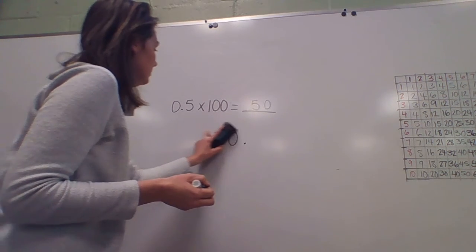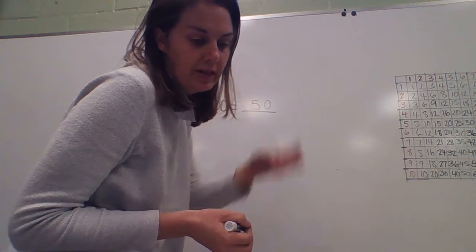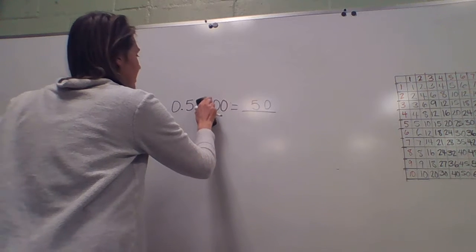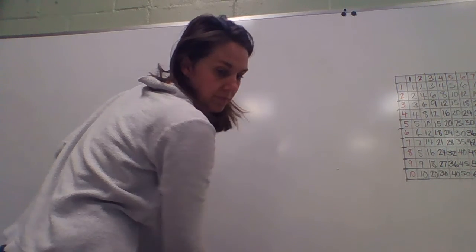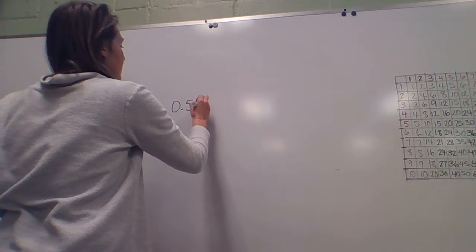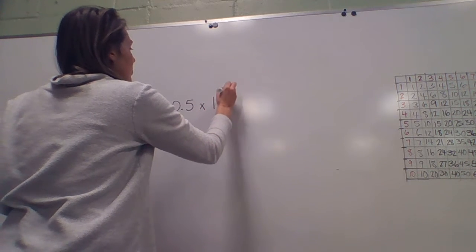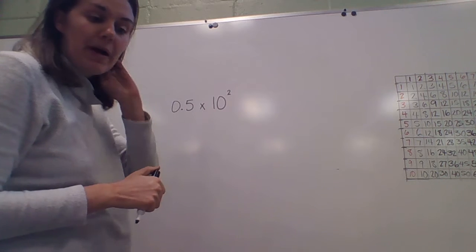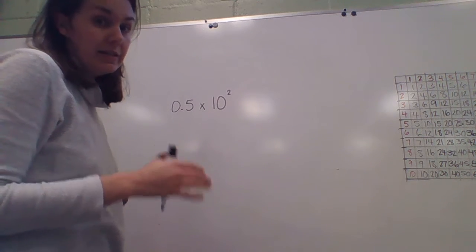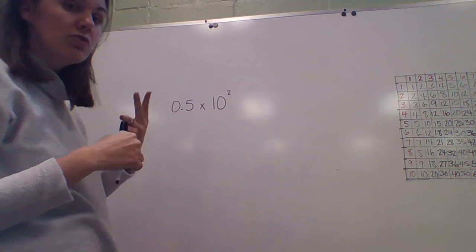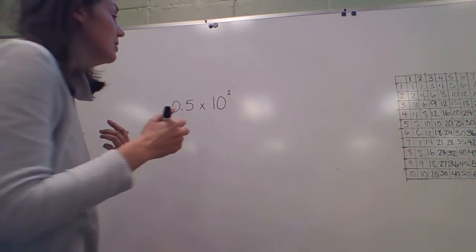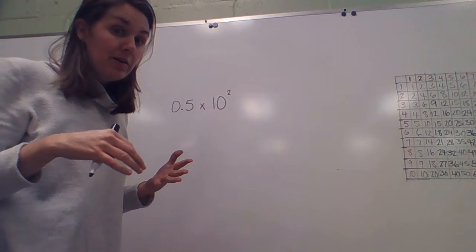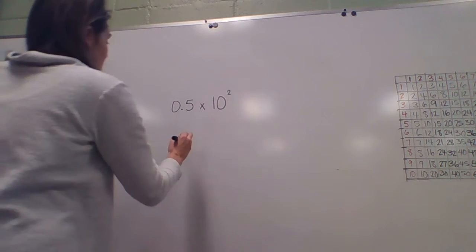All right. On the next one down, we see 0.5 times 10 with a little 2 next to it. So that's 10 to the power of 2, or 10 times 10. 10 2 times, 10 times itself. So remember back to when we were talking about square units, right?